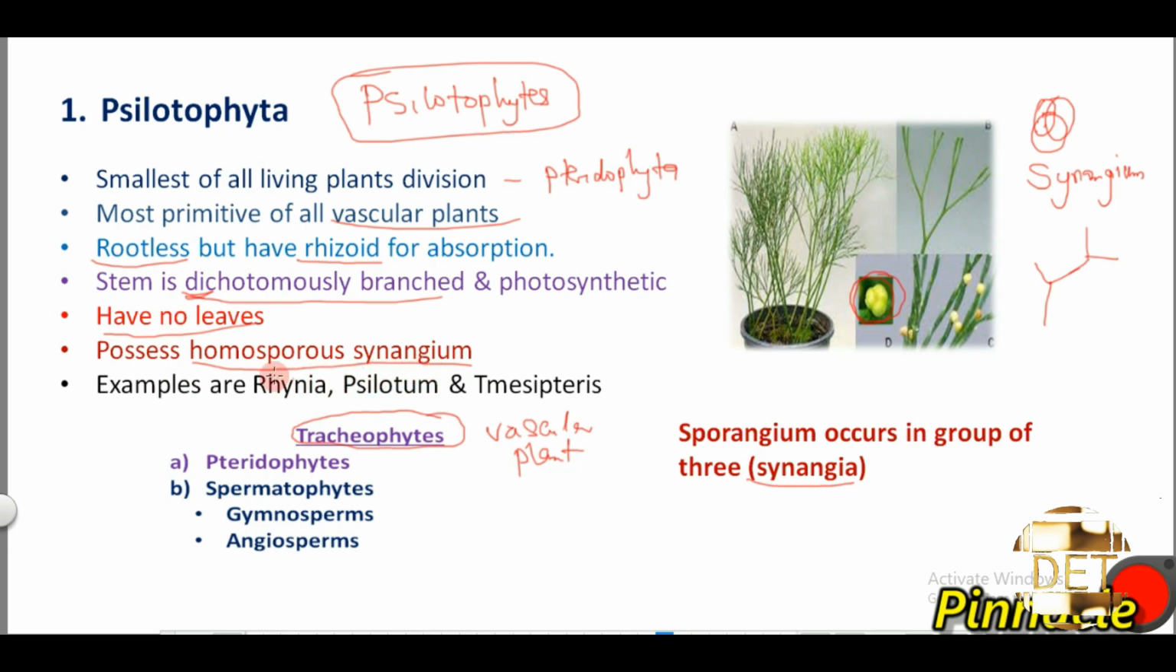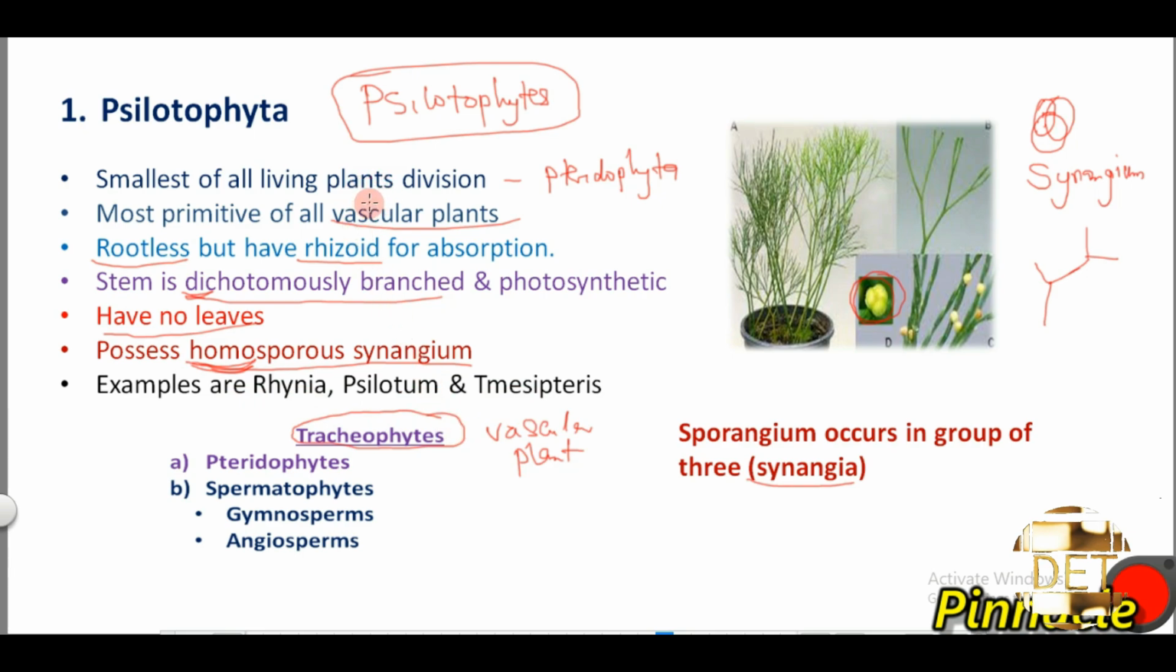What that means is that the spores in the synangium are of the same shape and form. Homo means one, sporos refers to spores, then the synangium is what you have here. So the spores contained in the sporangium are of the same shape and form, and that is why they are called homosporous synangium. So they possess homosporous what? Synangium. Examples of the coelentophytes are Rhynia, Psilotum, and Tmesipteris. Note these three basic examples of the coelentophytes.